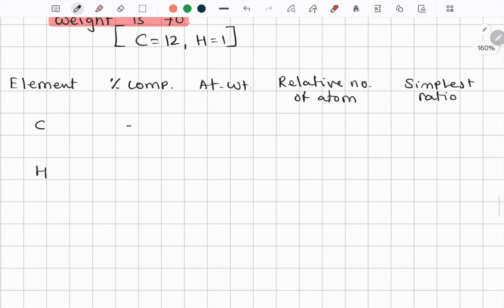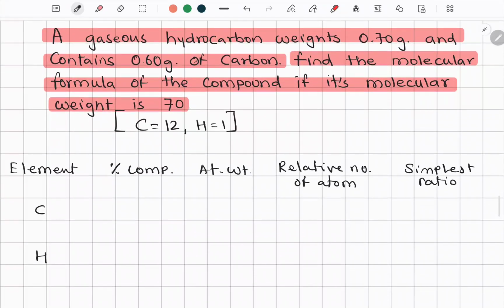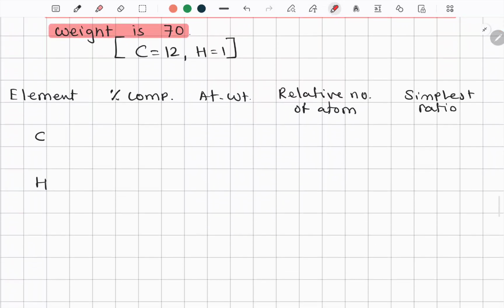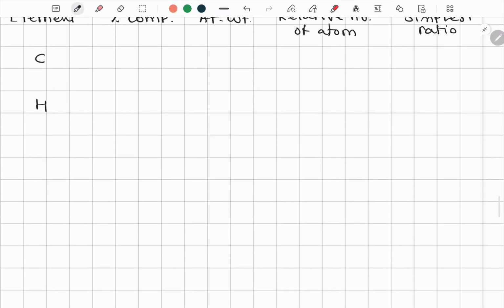Now we don't know the percentage composition, to be honest. It's not clearly mentioned what the percentage composition is, but can we calculate it? Yes sir, we can calculate, because it's written that the gaseous hydrocarbon weighs 0.70 gram. That's the total weight given, and out of 0.70 grams, 0.60 gram is carbon. That means 0.10 gram is hydrogen. So how do we tackle this type of problem?